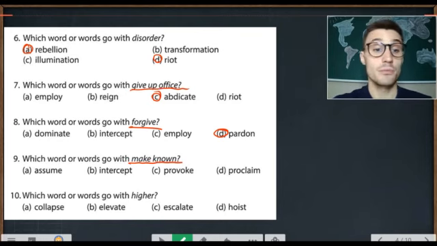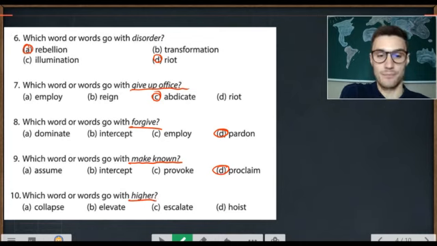Question 9. Which word or words go with make known? A, assume, B, intercept, C, provoke, D, proclaim. This is a tricky one. I can see one correct answer. Which word or words go with make known? D, proclaim.